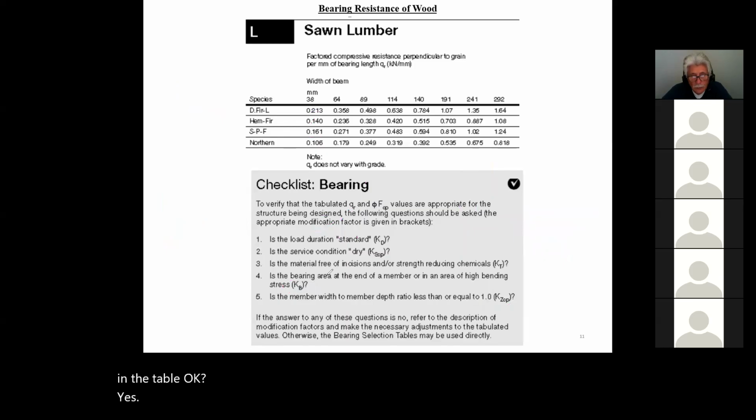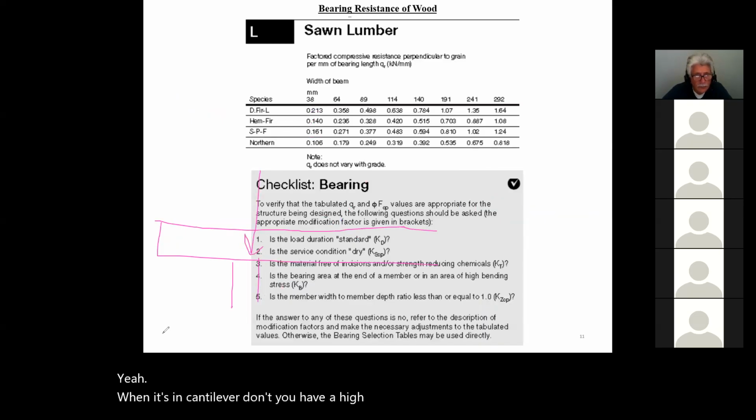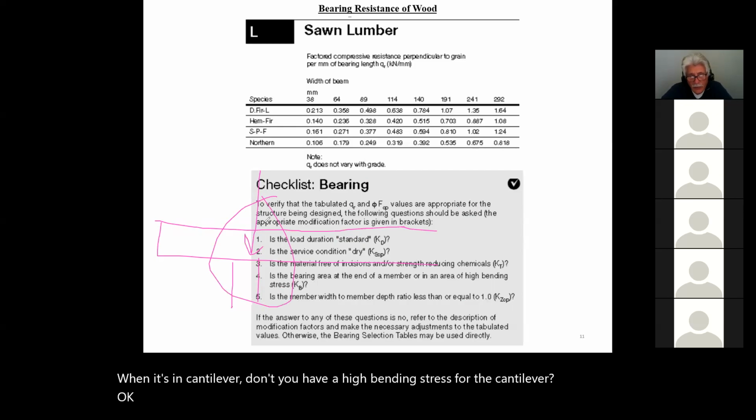Sir, for number 4, how can it be in an area of high bending stress? So how can you put the edge when it's not supported at the end? When it's in cantilever, don't you have a high bending stress for the cantilever? Yes, yes. Okay, I figured. So in other words, that's what you have to worry about.